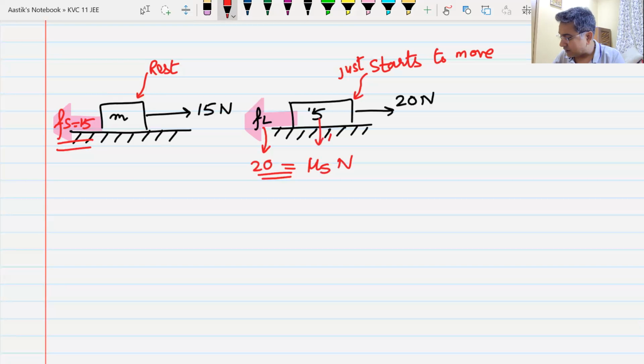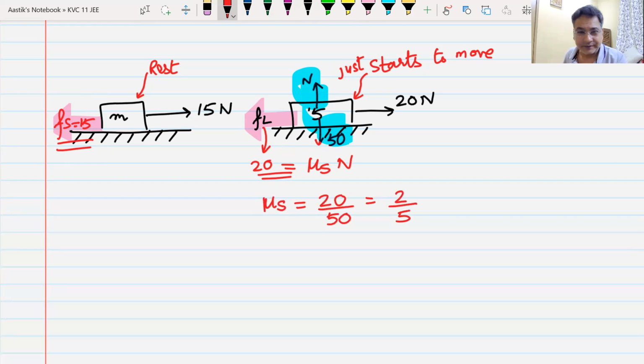Here the block cannot move up and down, so the value of normal reaction is 50 Newtons. From here, you can find the value of mu s. Mu s for this particular system is 20 divided by 50, or 2 divided by 5. Do we understand this?